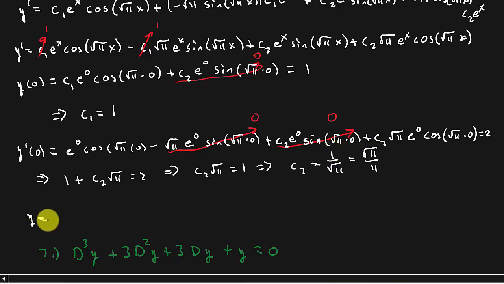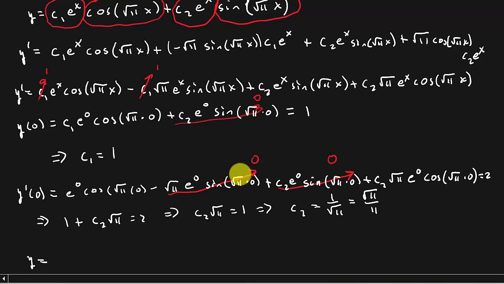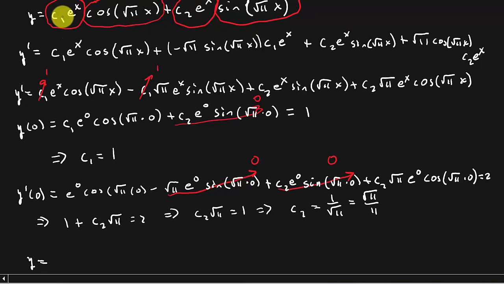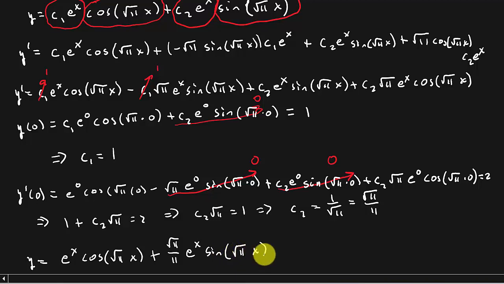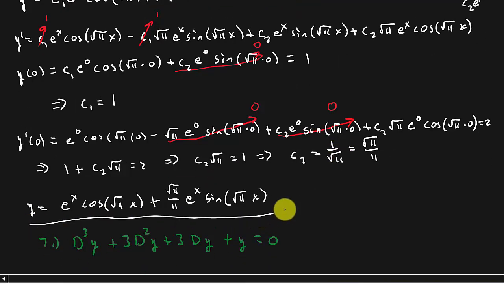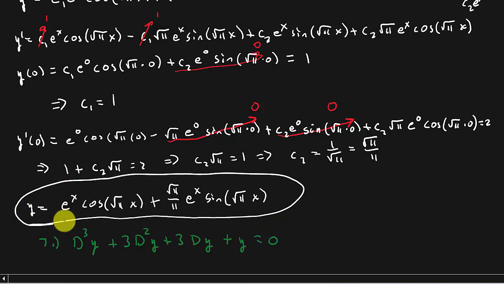And so for our final solution, we get y is equal to, and here's our solution. We just plug everything in. So C1 is 1. So that's e to the x cosine square root of 11x plus C2, which is square root of 11 over 11, e to the x sine square root of 11x. And this should be your answer. All right.